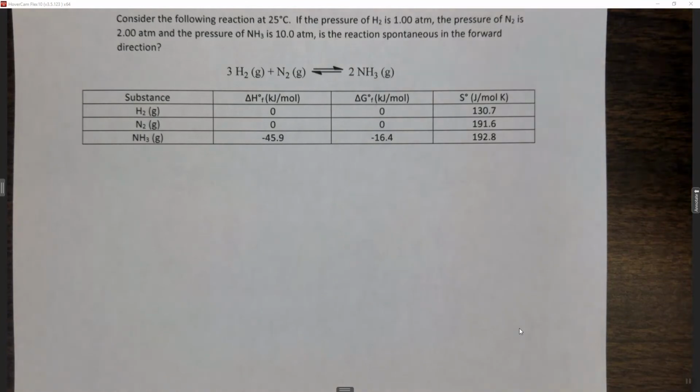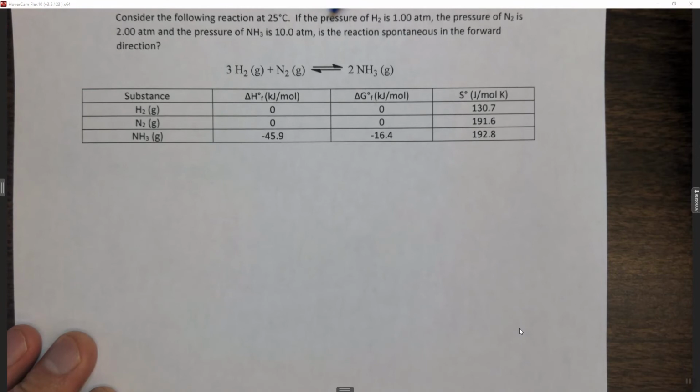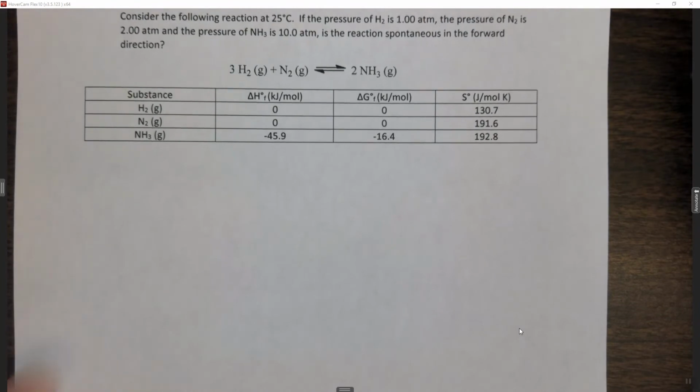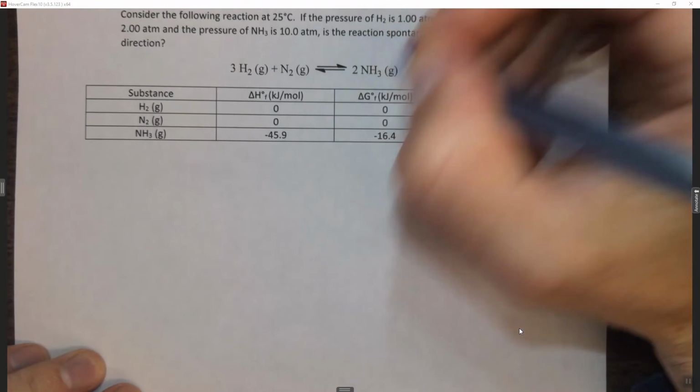For this question, we have a reaction that we've looked at several times before. It says, consider the following reaction at 25 degrees C. If the pressure of H2 is 1 atmosphere, the pressure of N2 is 2 atmospheres, and the pressure of ammonia is 10 atmospheres, is the reaction spontaneous in the forward direction? If you haven't already watched the previous question, that would be a good idea.